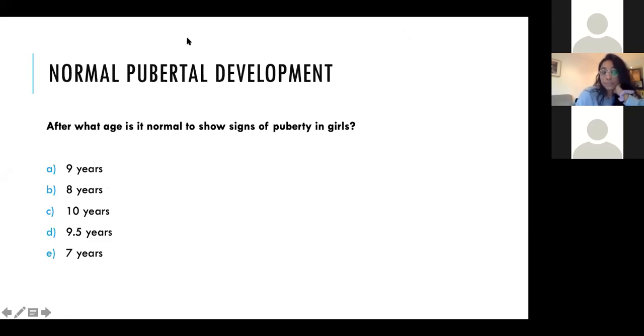The same question, but what age is it normal to show signs of puberty in girls? So have a think. Okay, most people are going for B. No one's going for D. Literally no one's going for D. That's great. Okay, most of you got it right. Well done, guys. Oops, what am I doing? I need to close this first, I think. Okay, B, well done.